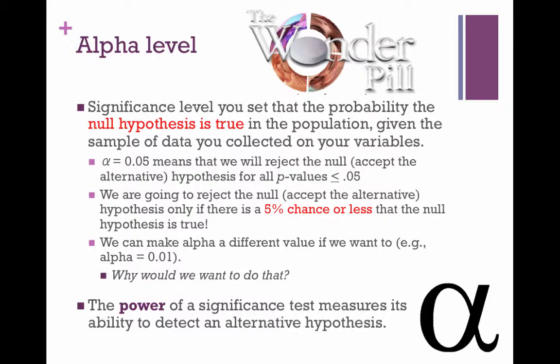And so the power, and this is when we think about 1 minus beta, right, making a type 2 error, this is the opposite of that. The power of a significance level measures its ability to detect an alternative hypothesis. So the more power you have, the more ability you have to detect that there really is a difference, or that there really is a relationship.